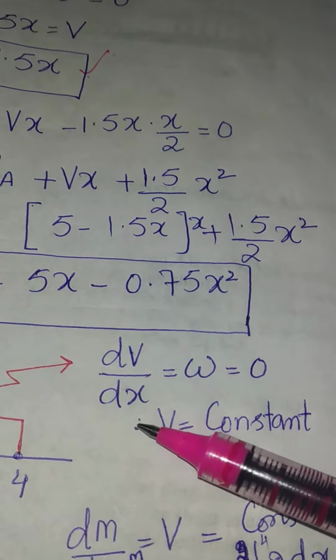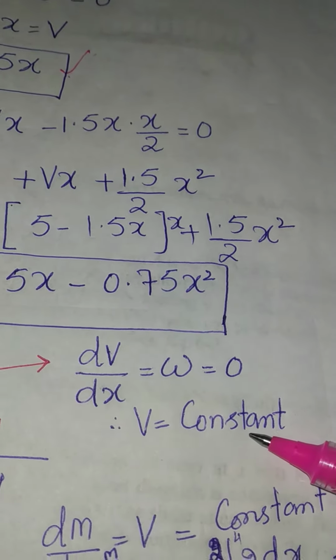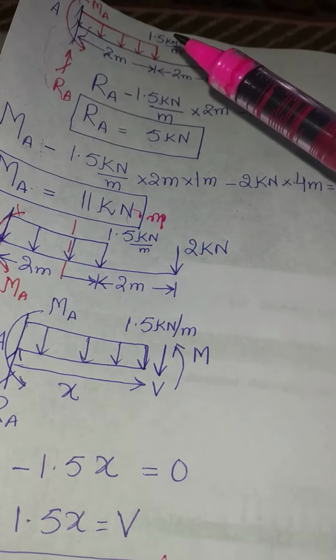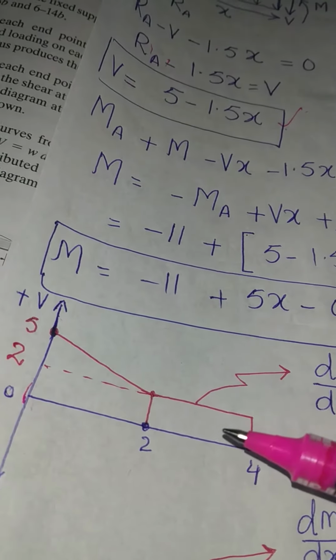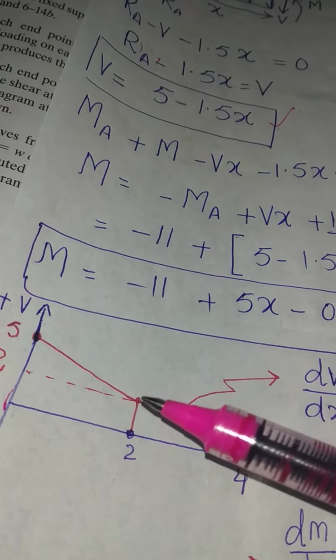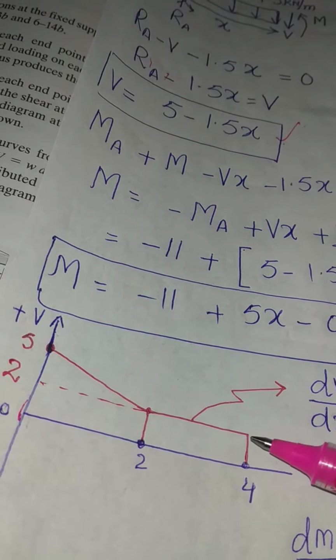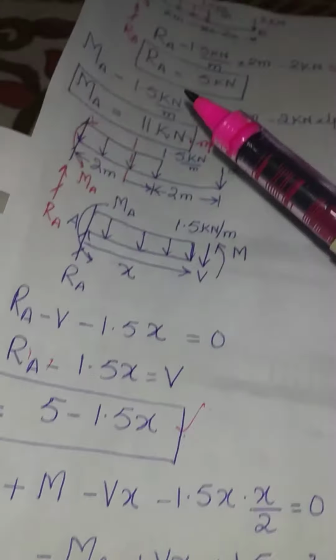Now when dV by dx is equal to 0, it means V is a constant. That is, the value of V remains constant from x equal to 2 to x equal to 4, and that value is here. So from x equal to 2 to x equal to 4, the value of the shear force remains constant. Therefore the line from x equal to 2 to x equal to 4 is a straight line. This is the shear force diagram for this beam.